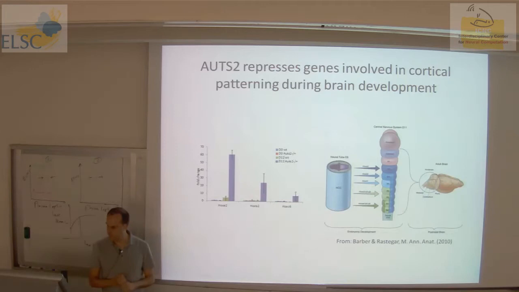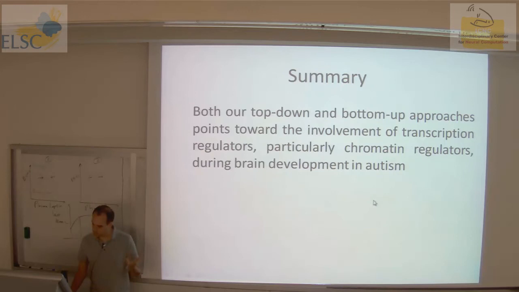And this is just another approach, going from the gene towards the other genes that are regulated by this gene, and showing very similar findings. Again, the importance of chromatin regulators and transcription factors in autism. So this is actually the summary of what I just said. Both kinds of approaches show the same importance of these chromatin regulators.